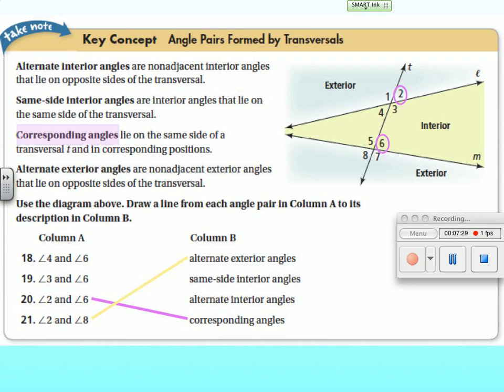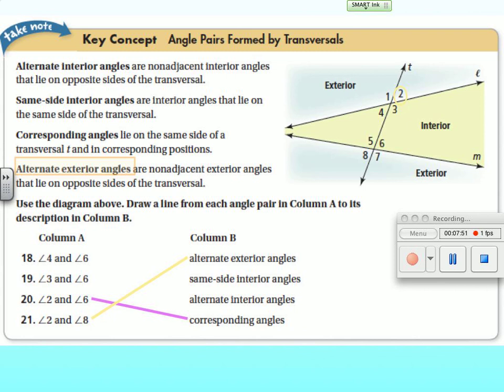Finally, let's look at alternate exterior angles. Alternate exterior angles are non-adjacent exterior angles that lie on opposite sides of the transversal. So, angle 2 is in the exterior. I go to the alternate exterior angle and I get 8. Angle 8 is on the opposite side of the transversal in the exterior of the other line.